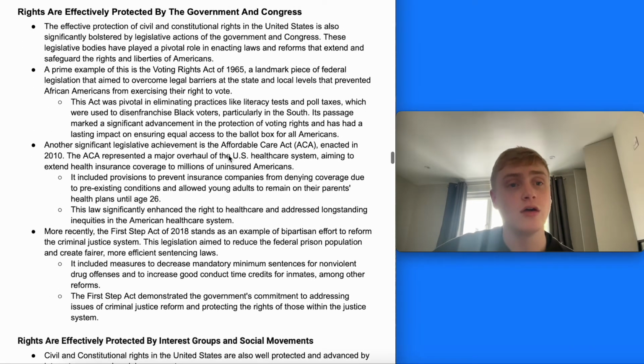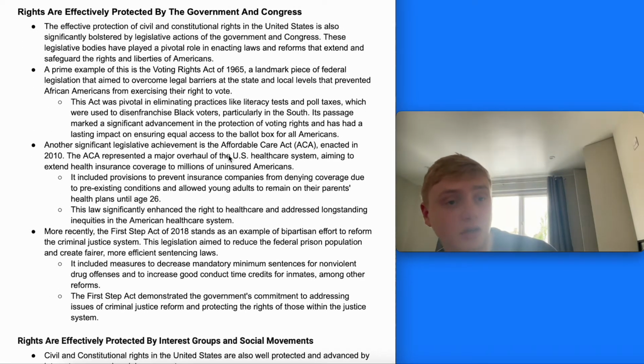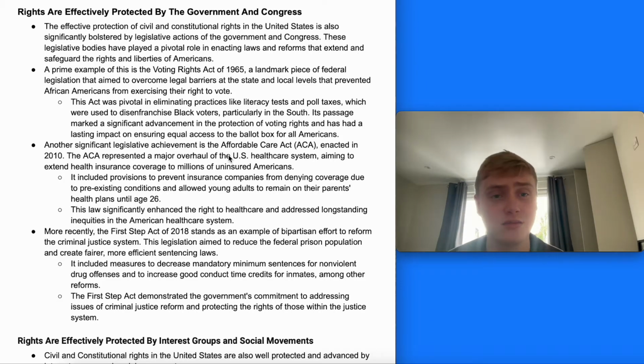It can also be argued that rights are effectively protected by the government and Congress. So the effective protection of civil and constitutional rights is also bolstered by legislative actions of the government and Congress. And these legislative bodies have played a pivotal role in enacting laws and reforms that extend and safeguard the rights and liberties of Americans.